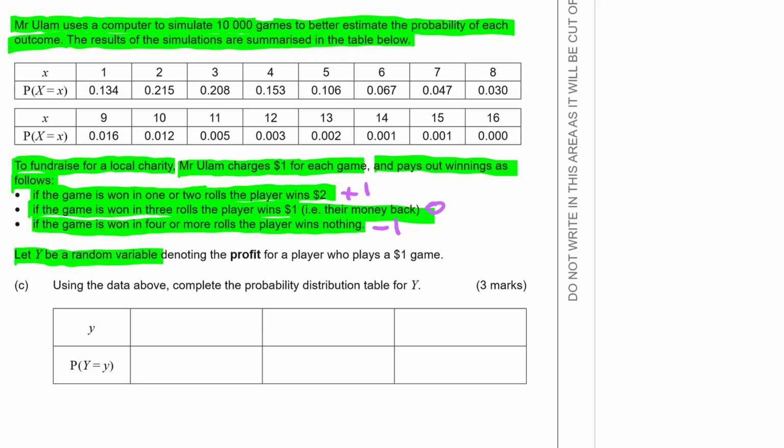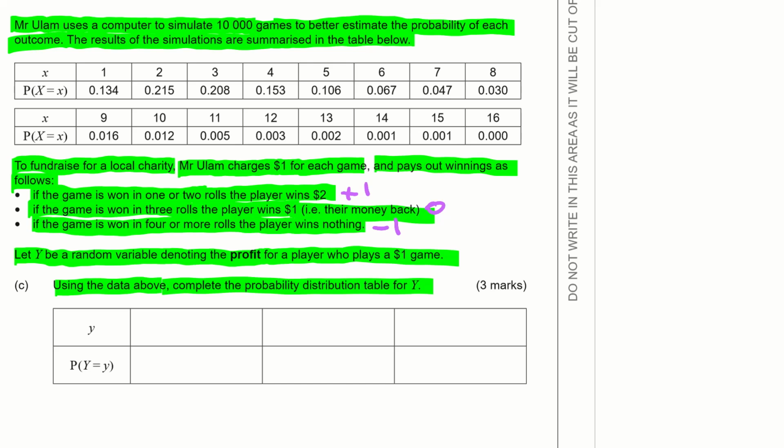Let Y be a random variable denoting the profit for a player who plays a $1 game. Using the data above, complete the probability distribution for Y. So Y can take the values -1, 0, or 1. So how do we get the 0? If the game is won in 3 rolls, so that is 0.208. So 0.208 for that one.